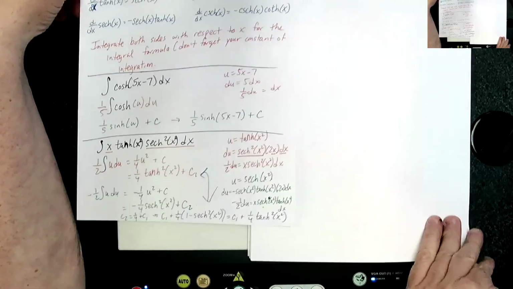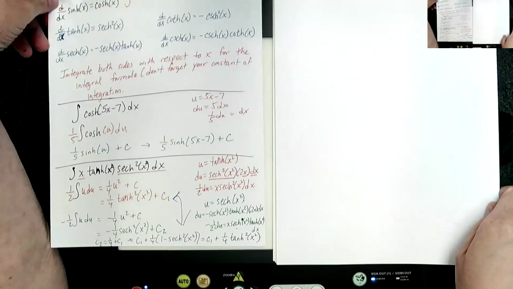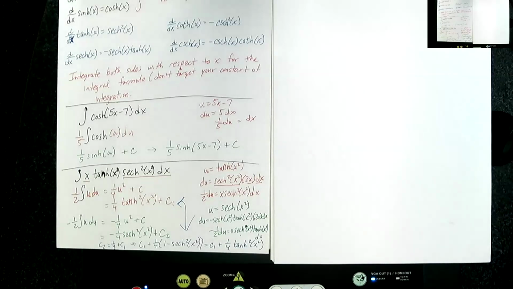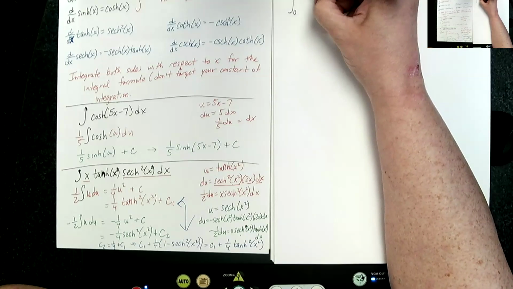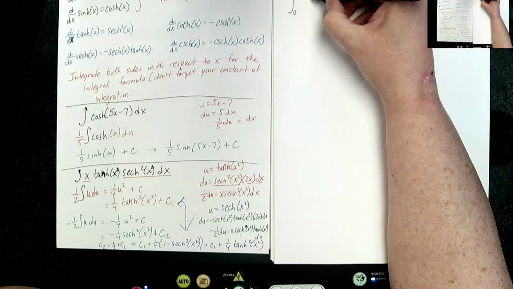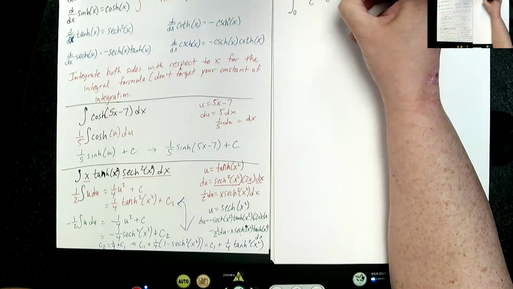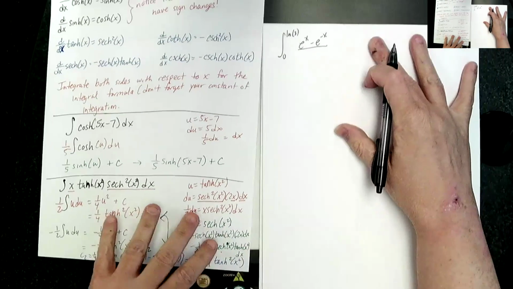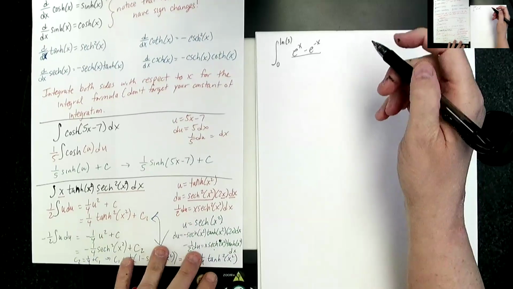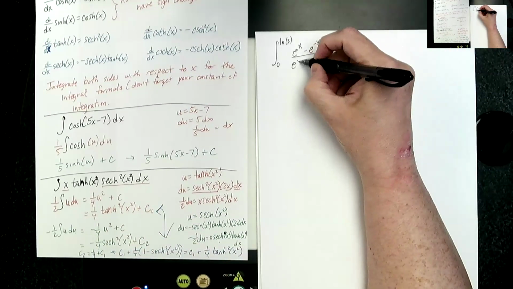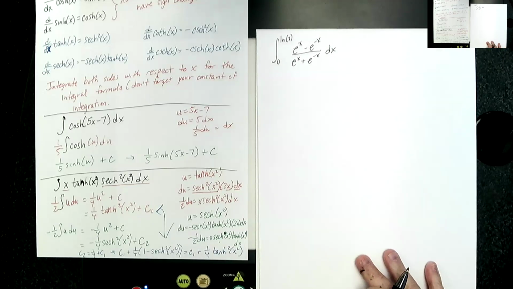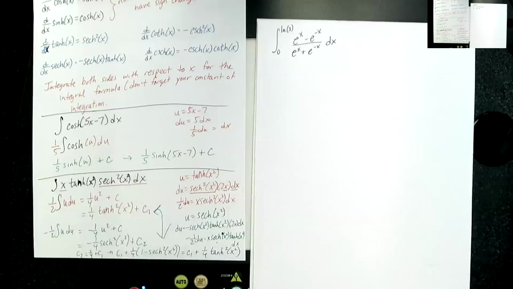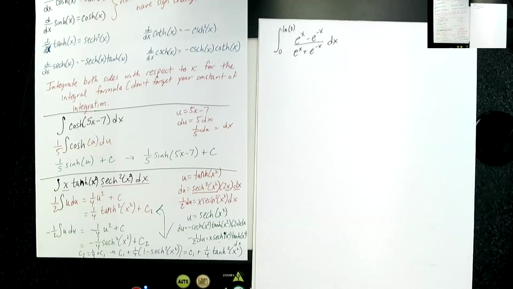Okay. Let's do one more. We're gonna integrate, we'll have limits of integration on this one. We're gonna go 0 to natural log of 3. We're gonna do e to the x minus e to the negative x over e to the x plus e to the negative x dx. Give that a try.